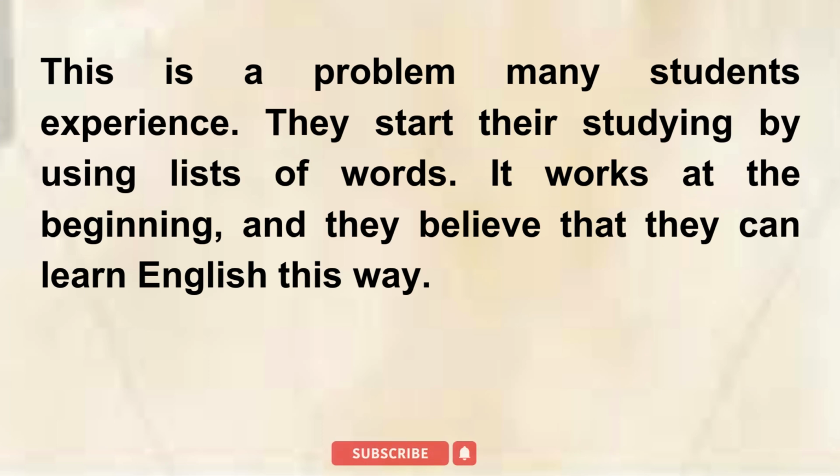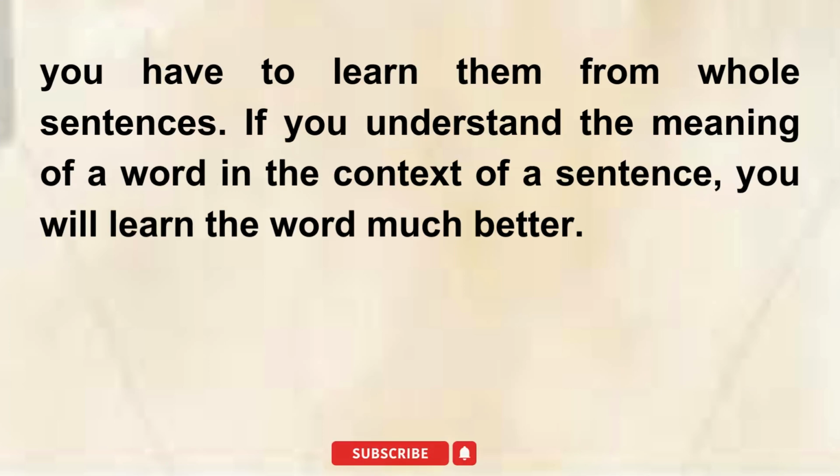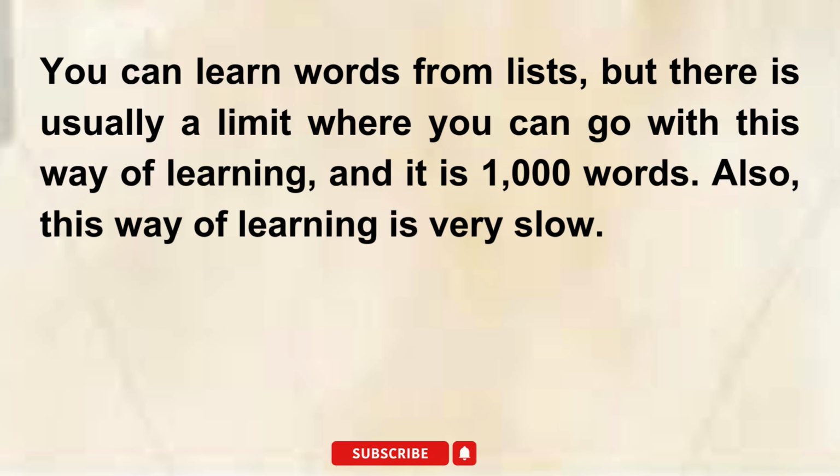This is a problem many students experience. They start their studying by using lists of words. It works at the beginning, and they believe that they can learn English this way. They don't know that when they achieve the level of 1,000 words, they have to start using a different system. If you want to learn words from a higher level, you have to learn them from whole sentences. If you understand the meaning of a word in the context of a sentence, you will learn the word much better. You can learn words from lists, but there is usually a limit where you can go with this way of learning, and it is 1,000 words.